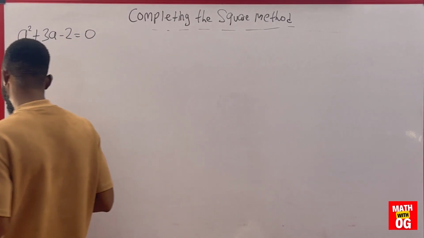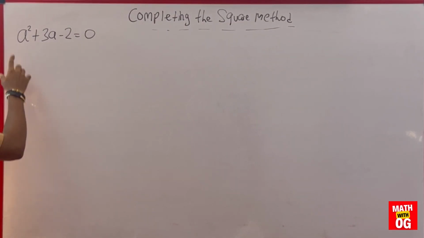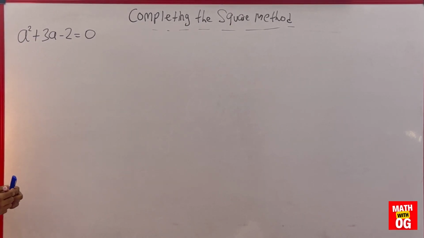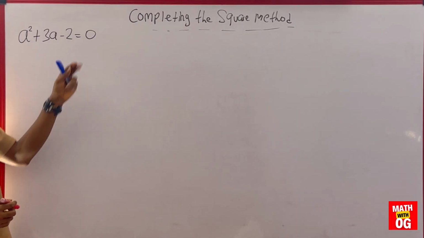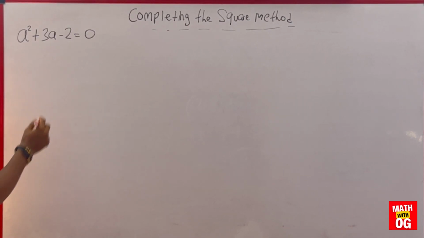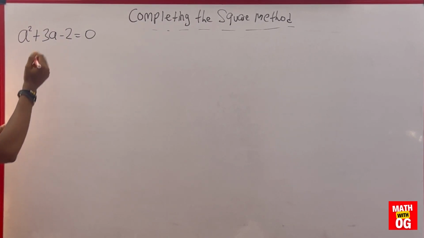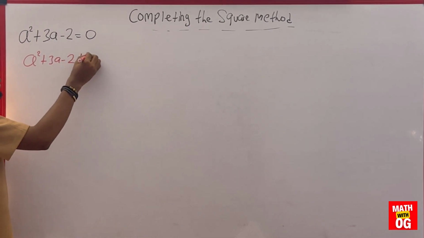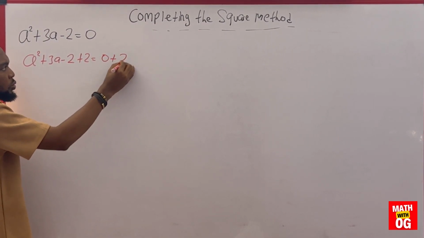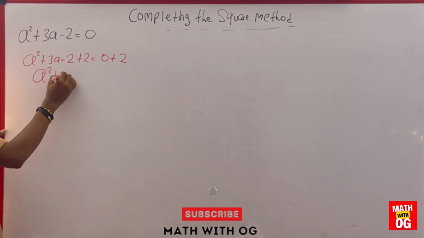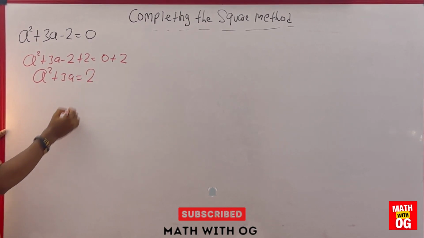First thing first, we make sure that the coefficient of the square of the unknown is 1. In this case it is 1, so there's no need to divide through by any value. Next, move the constant away to the right hand side so that you can complete the square for the left hand side. To move this away, I will simply add 2 to both sides. So I have a squared plus 3a minus 2 plus 2 is equal to 0 plus 2. The whole essence is to make this guy 0. So you have a squared plus 3a is equal to 2.